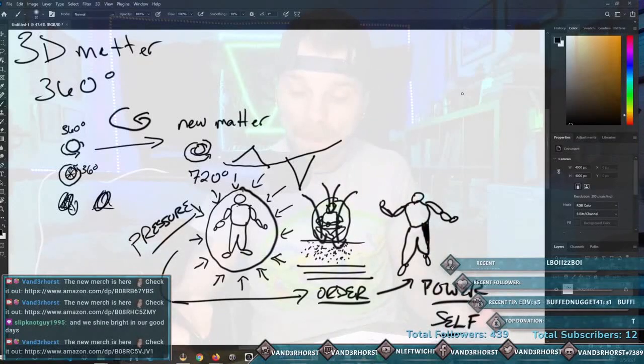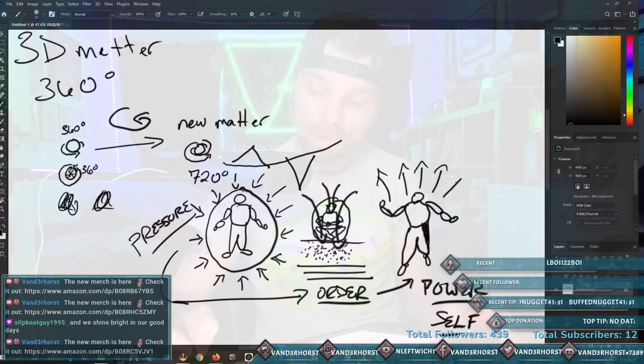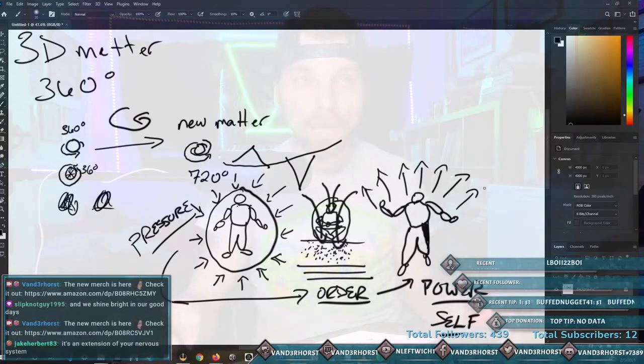It's awesome. And what's cool though is when you convert the pressure into the order and then turn that order into the power, and power does not mean power over people. Power means your sense of self.